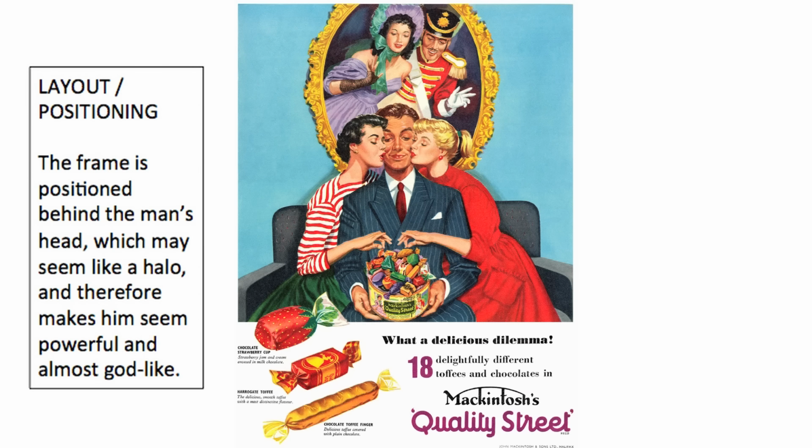So, for example, the fact that the gold frame on the wall is directly positioned behind the man's head has been done for a reason. Not only does it make him the centre of attention, so it makes him seem quite powerful, but it also feels a little bit like a gold halo behind him. It makes him look like an angel almost, or godlike, because you've kind of got this gold frame coming from behind his head. And that's all to do with the positioning of that frame.